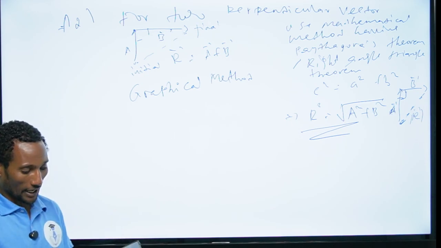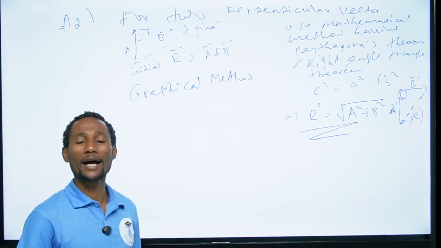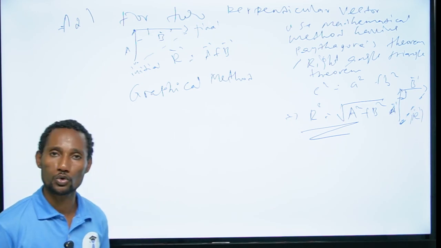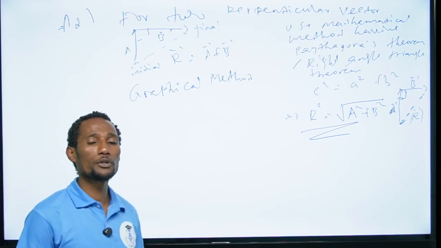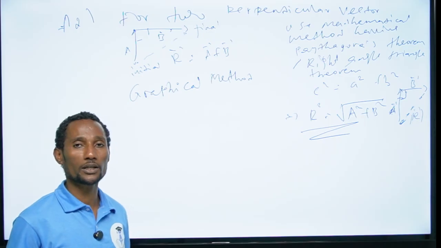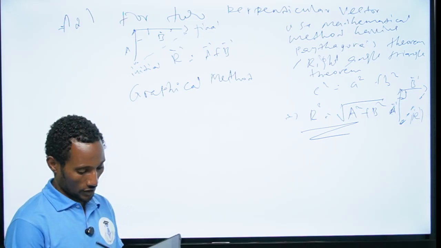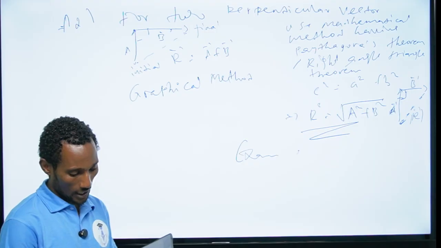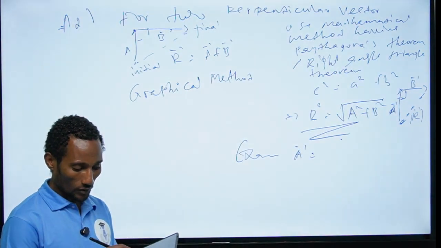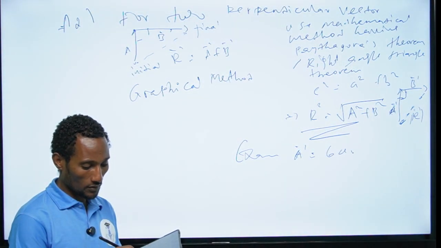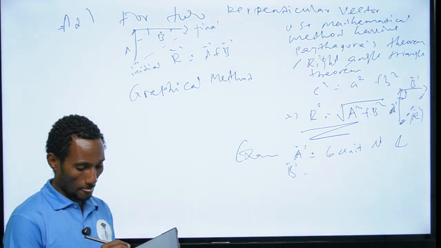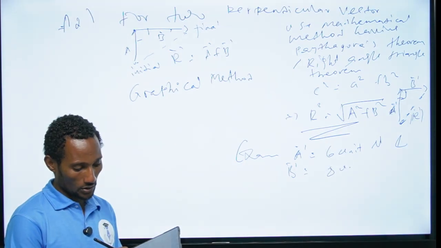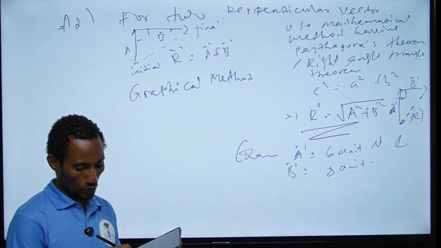In this case, you can have R square, which equals the square root of A square plus B square. Using this method, you can calculate different examples and problems. For example, here are two vectors: A, which is 6 units to the north, and B, which is 8 units to the east.